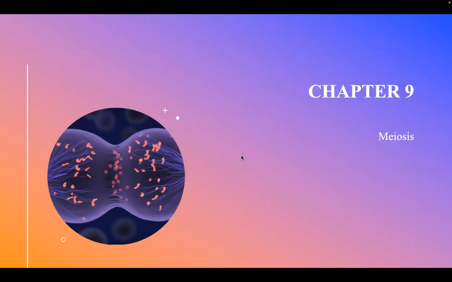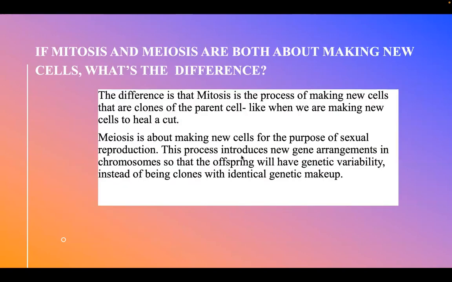That's mitosis. Now let's go over meiosis. So mitosis is the process of making new somatic cells, and meiosis is the process of making new sex cells. The difference is that mitosis is the process of making new cells that are clones of the parent cell, like when we're making new cells to heal a cut. But meiosis is about making new cells for the purpose of sexual reproduction. And this process introduces new gene arrangements in chromosomes so that the offspring will have genetic variability instead of being clones with identical genetic makeup.